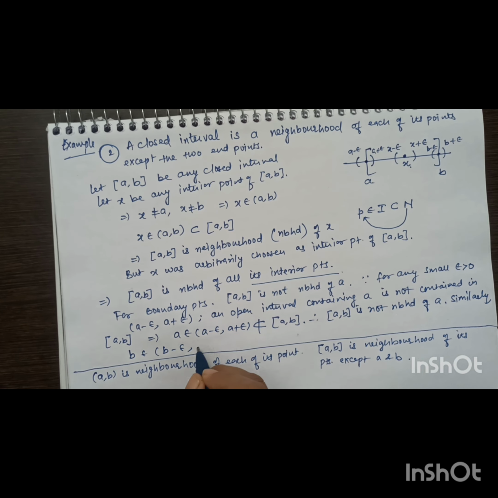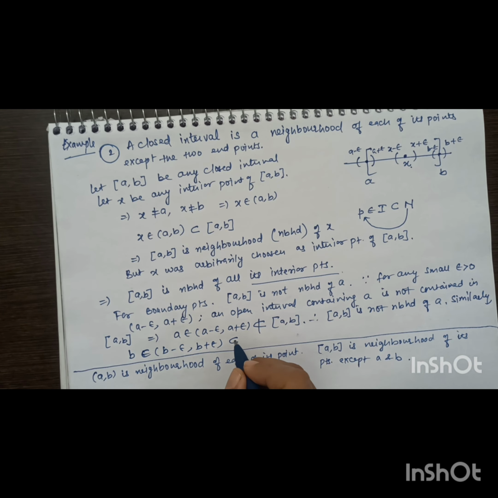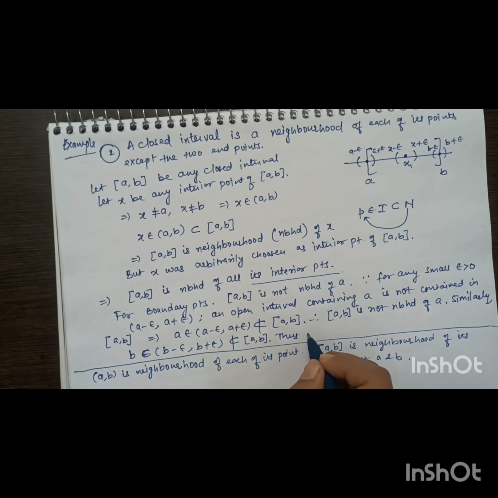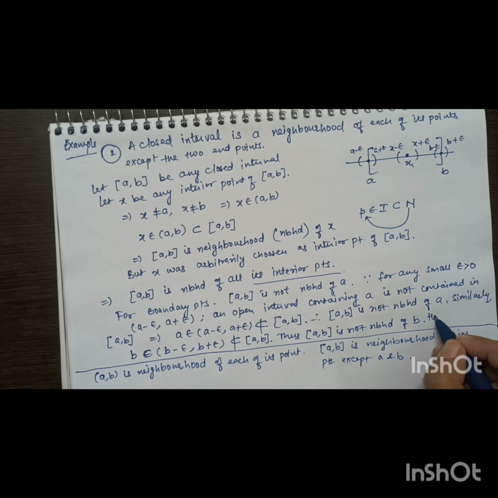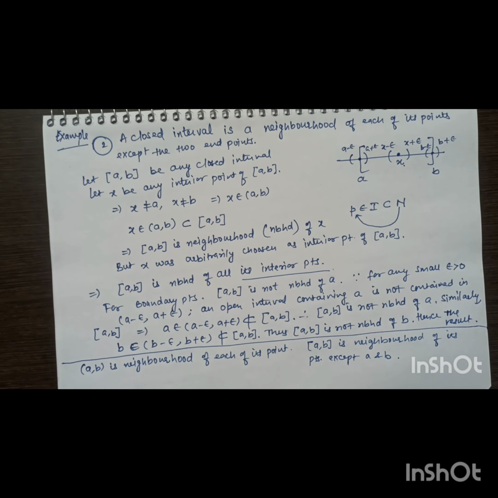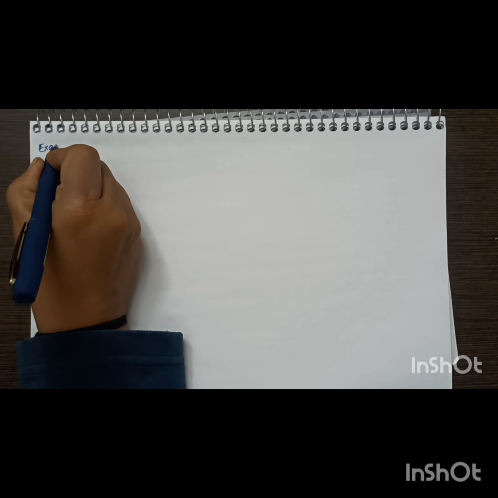Similarly, it is not a neighborhood of B, with the same criteria. Any open interval containing B will not be a subset of the closed interval AB. So it is not a neighborhood of the boundary points.